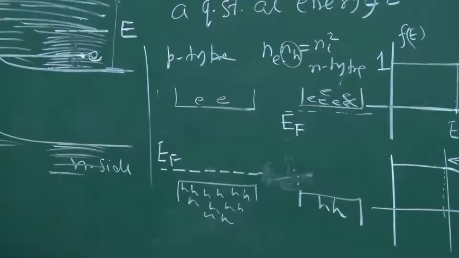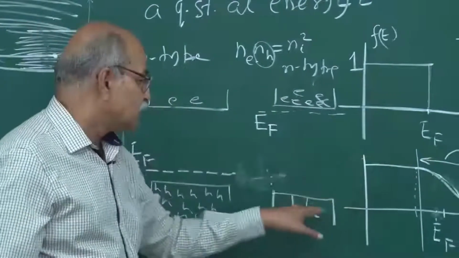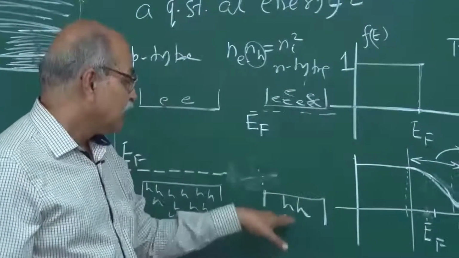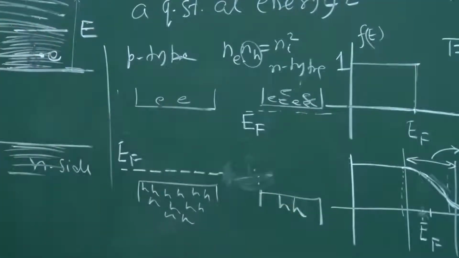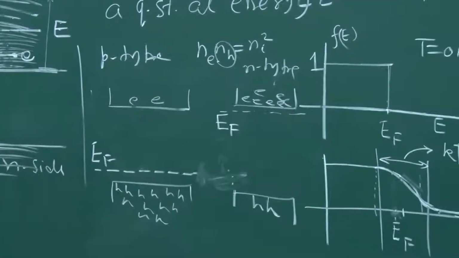So this probability, 1 minus Fe, is very small, and therefore a very small number of holes are there. So this is the picture.